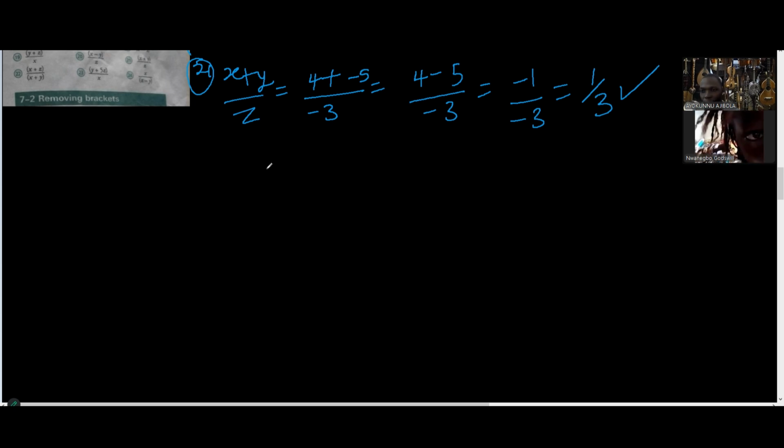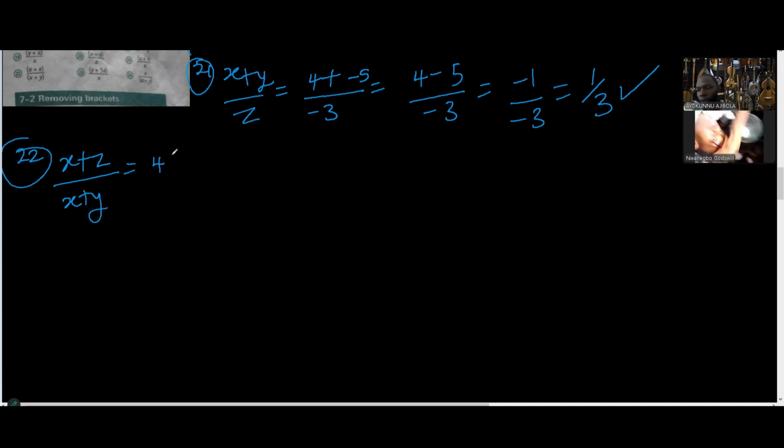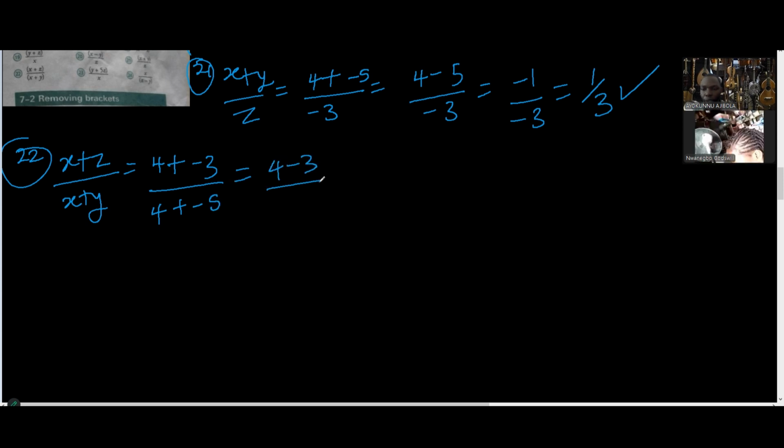Okay, sir. Then number 22, we have x plus z over x plus y. X is 4 according to the question plus negative 3, which is z, over 4 plus negative 5. So we have 4 minus 3 and we have 4 minus 5. This is 1 over negative 1 and the answer is negative 1.